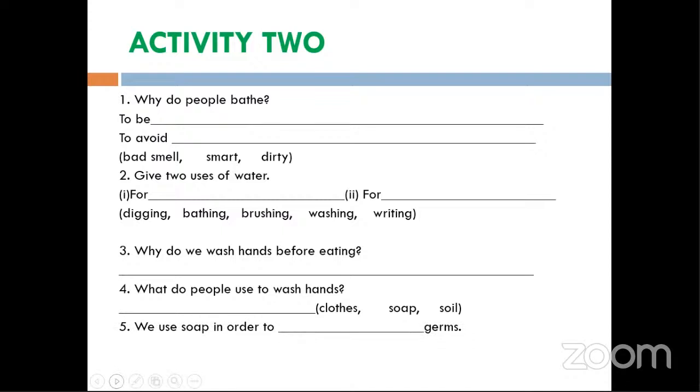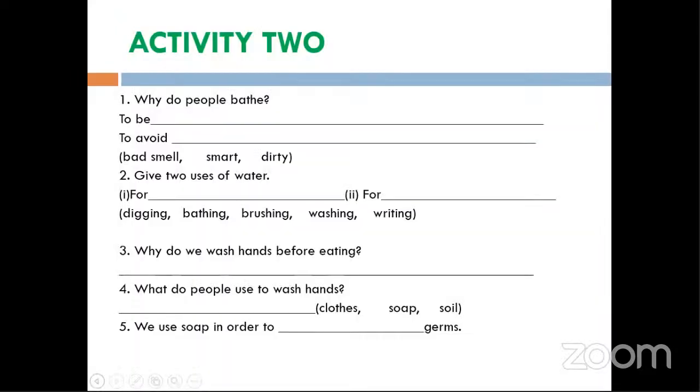We use soap in order to what? Kill germs. Good. We use soap in order to kill germs. That is the correct answer. We use soap to kill germs. As simple as that. So that is what I wanted you guys to look at today.